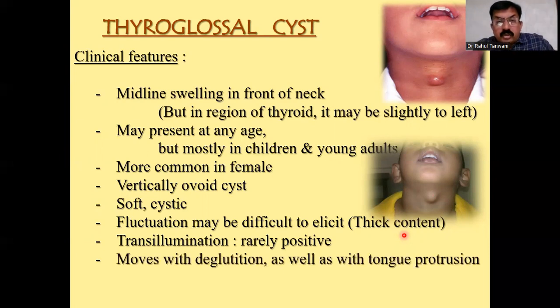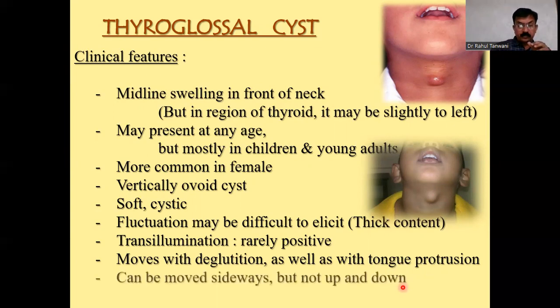It moves with deglutition. Now there are a few swellings which are arising from the larynx or which are connected to the larynx. If you deglute, they move upward with the deglutition. So all the thyroid swellings, thyroglossal cyst, subhyoid bursitis, these all are examples of the swellings which move upward with deglutition. But the remarkable feature here is that this is the only swelling which moves up with protrusion of the tongue. We'll see in the next slide.